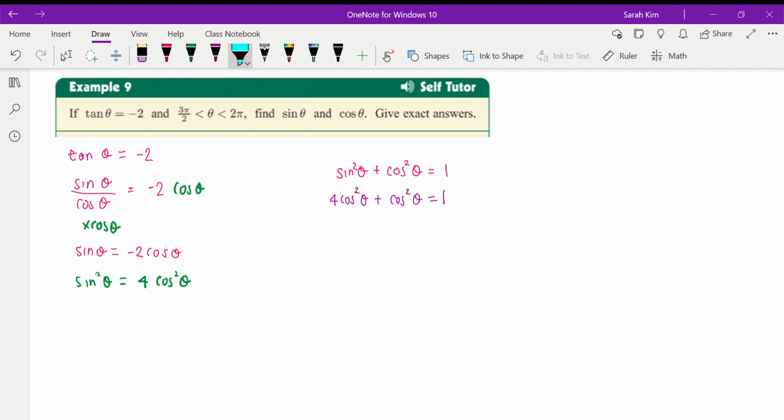Well, there's 4 lots over here and 1 lot over here because there's an invisible one here. So how many cos squared is there? Well, there's 5 cos squared theta equals 1. And I should be able to get rid of the 5 by rearranging. So my cos squared theta equals 1 over 5. Almost done. I just have to square root them both. So if I square root them, I get cos theta equals plus or minus square root of 1 over 5.